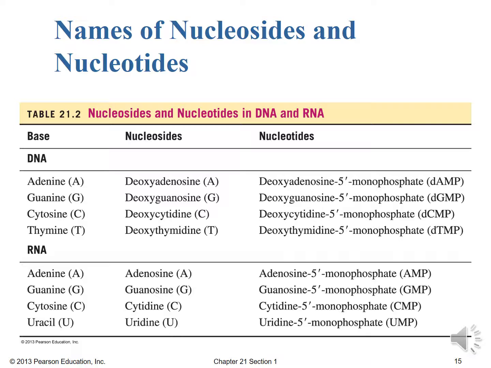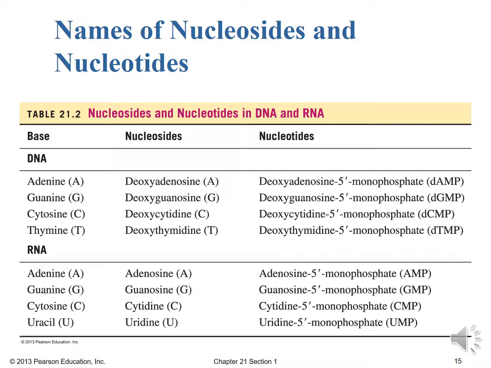And of course, once we make the nucleotides, we have deoxyadenosine 5' monophosphate, or DAMP, deoxyguanosine 5' monophosphate, or DGMP, deoxycytidine 5' monophosphate, DCMP, and deoxythymidine 5' monophosphate, DTMP.